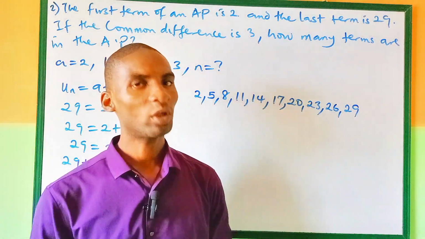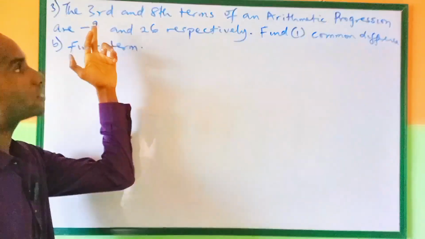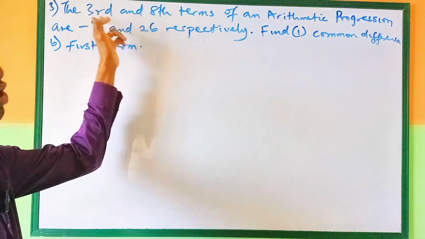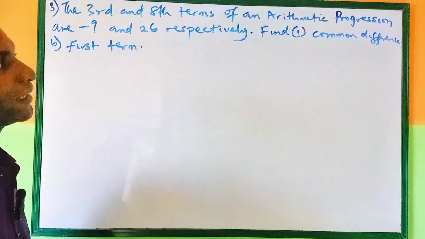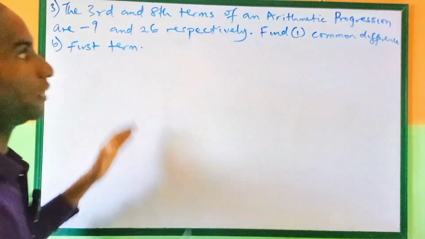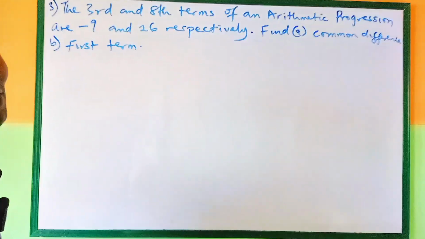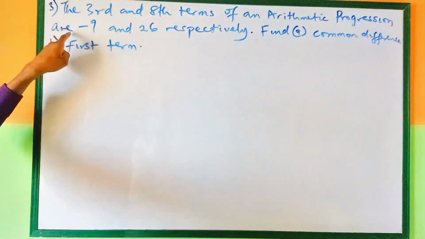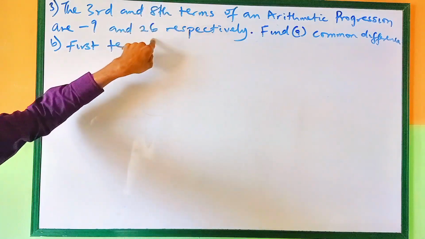Let us pick one more question. Now, here is the third question. The third and eighth terms of an arithmetic progression are minus 9 and 26 respectively. Find one, the common difference, then two, the first term. So find A, the common difference, then B, the first term. Let us write out the parameters given. The third and eighth terms are these respectively, meaning the third is minus 9 and the eighth is 26.